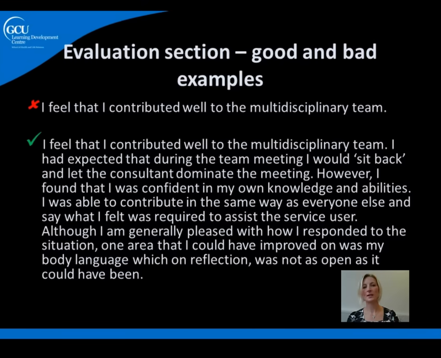Here we have some good and bad examples of an evaluation section of Gibbs's model. Again, you can pause the video while you read through them. Note how in the good example, the writer provided depth by explaining what he or she did that was good and demonstrated critical analysis by considering an area that he or she could have improved on.